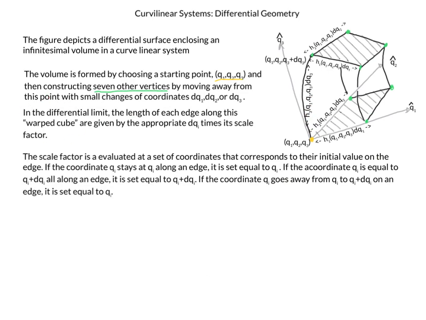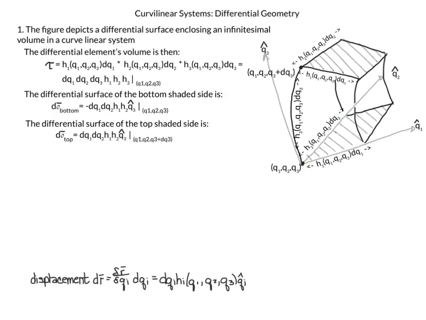Writing down what we just said, in the differential limit, the length of each edge along this warped cube is given by the appropriate delta qi times its scale factor. The scale factor is evaluated at the set of coordinates corresponding to their initial value on the edge. If the coordinate qi stays qi along the edge, it's set to qi. If the coordinate goes from qi to qi plus dqi along the edge, it's set equal to qi plus dqi. Just some conventions here.